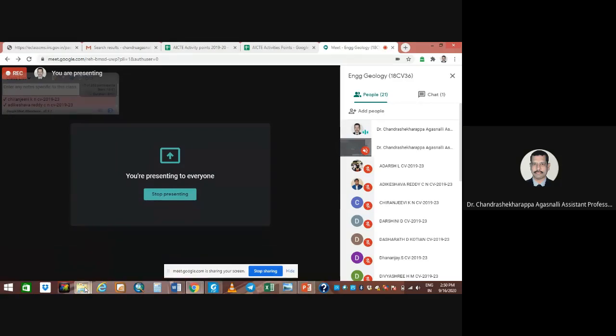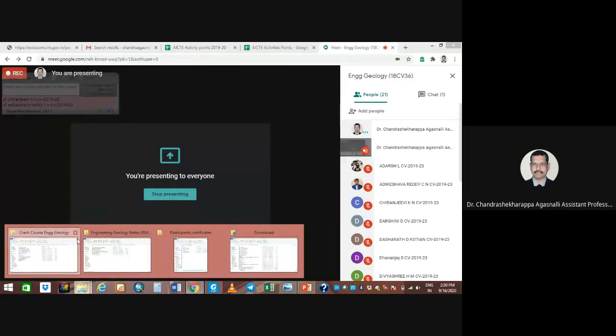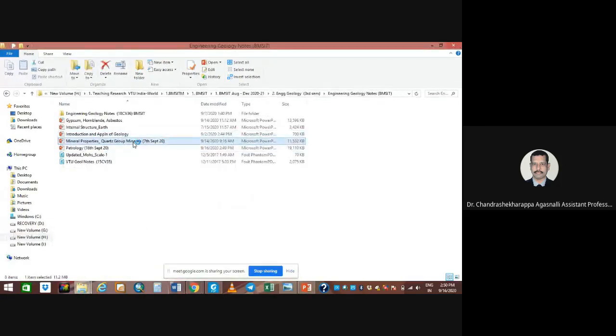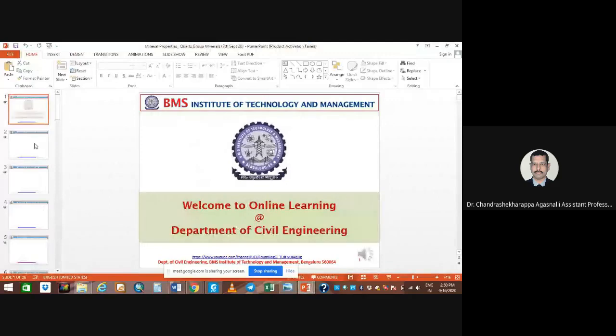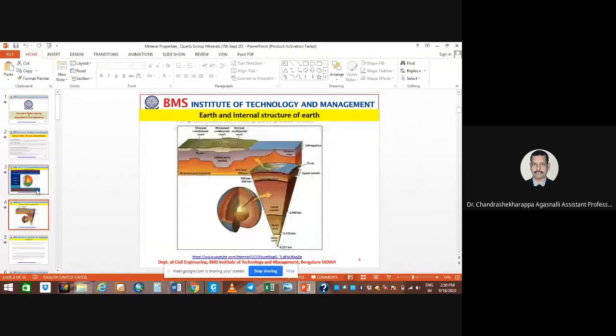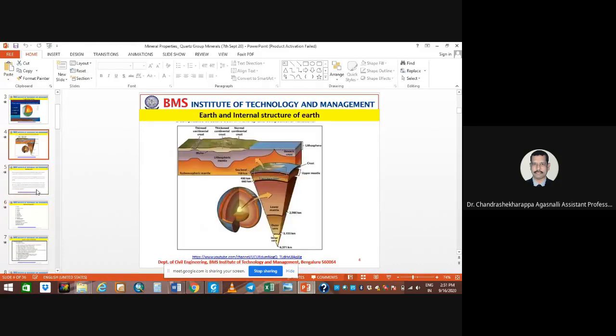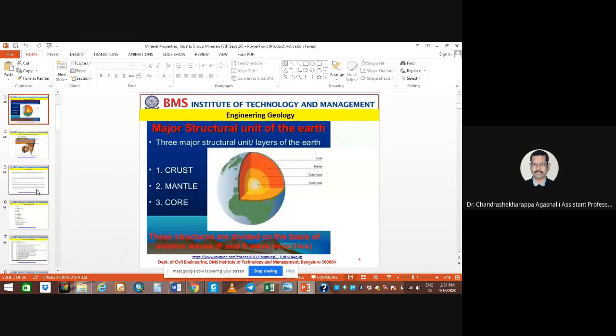In the last class, I think we covered almost all groups of minerals. These are the mineral properties, the physical properties of minerals, that we discussed. The same approach applies to petrology, which we are going to discuss now. That's Module 2. Before that, I want to recap what we discussed in the first module.